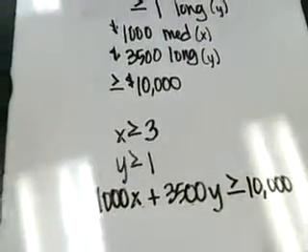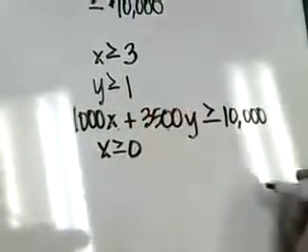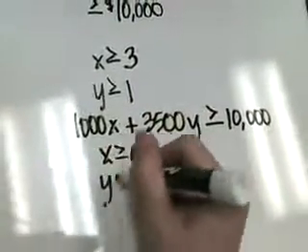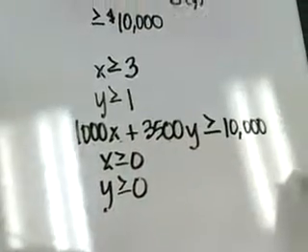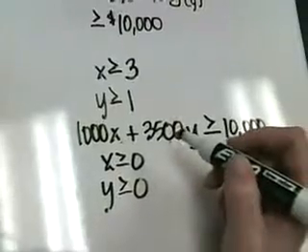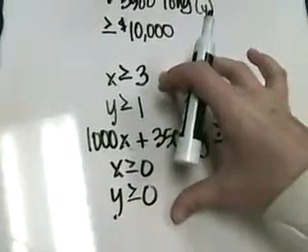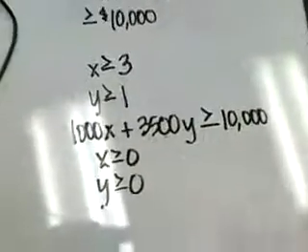Okay, in our notes, we said we had to get positive answers, so that means x has to be greater than or equal to 0. He can't be negative, and y can't be negative either. So you have to have these 2 always. They're not going to remind you of that. So we've written the system. Now we need to graph it.